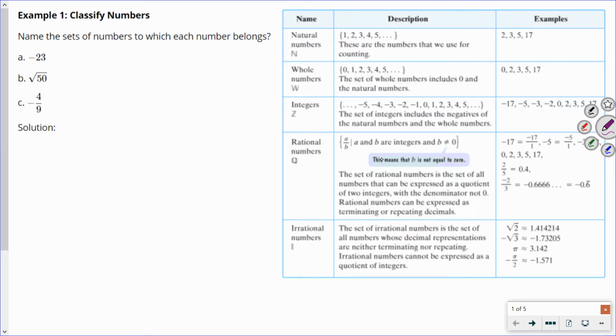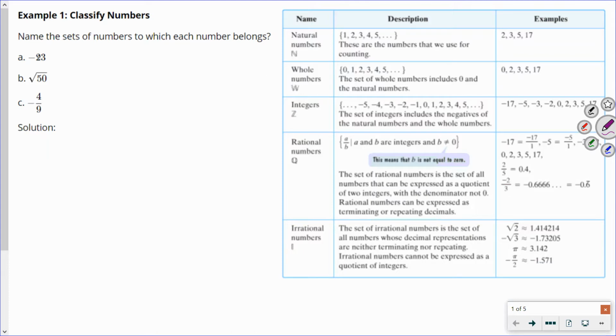For example, we are going to classify each number into its set. So the thing to remember is that each number may belong to more than one set. All three of these numbers are real numbers, so they belong to the real numbers set. Inside of the real numbers, we have natural numbers, whole numbers, integers, rationals, and irrationals.